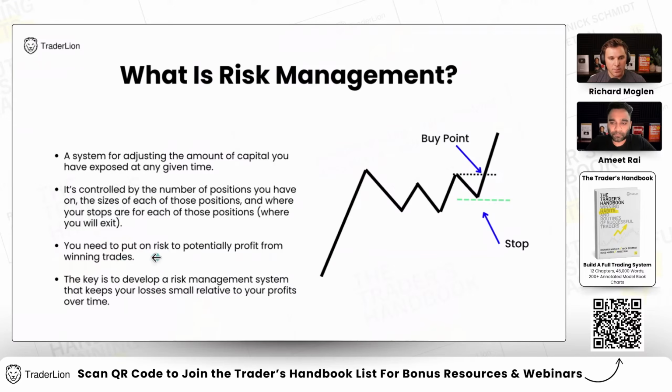And basically, you need to put on risk to potentially profit from winning trades. So I think that's an important part that we do want to emphasize today. We're talking about managing risk, not eliminating completely. That's impossible. And to actually profit and make good trades, we have to put on risk. And we'll talk about how to manage that risk to make sure that our losers are smaller than our profits. And like I say here, the key is to develop a risk management system that keeps our losses small relative to your profits over time.